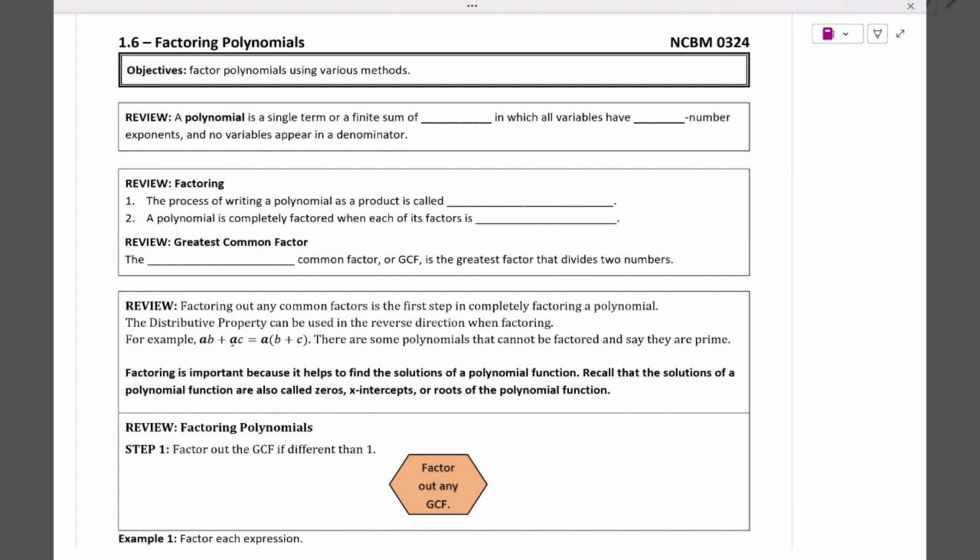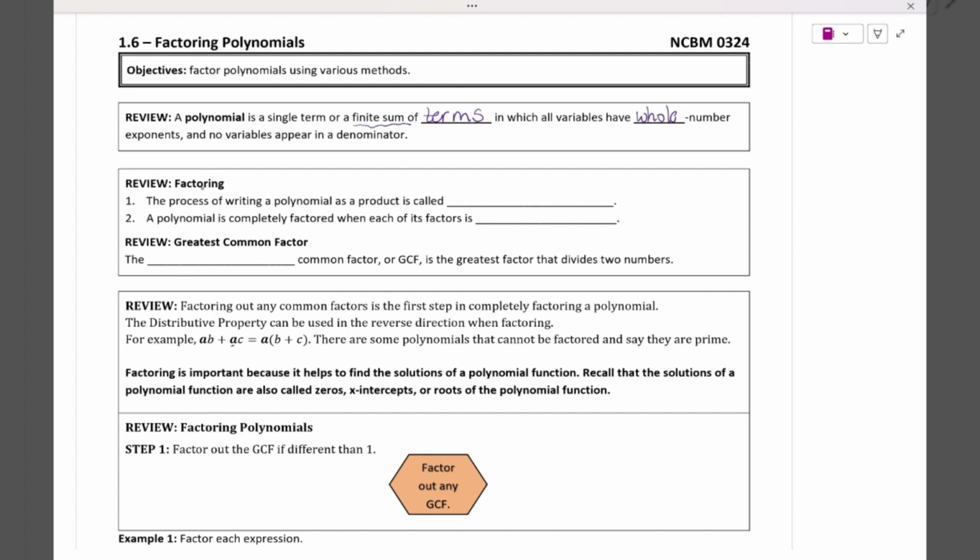Well, a polynomial is a single term or a finite sum of terms. Okay, so a single term, or a sum of several terms, in which all variables have whole number exponents and no variables appear in a denominator. Again, whole number exponents, so the exponents of all those variables are not going to be negatives or fractions. We're going to have whole numbers.